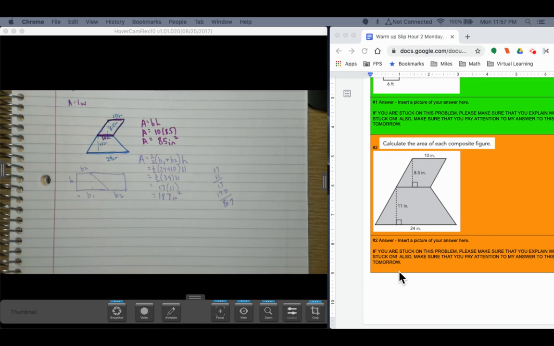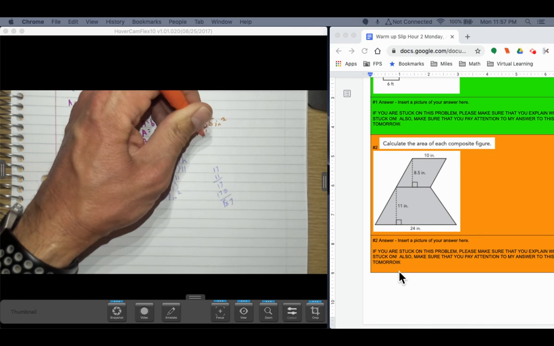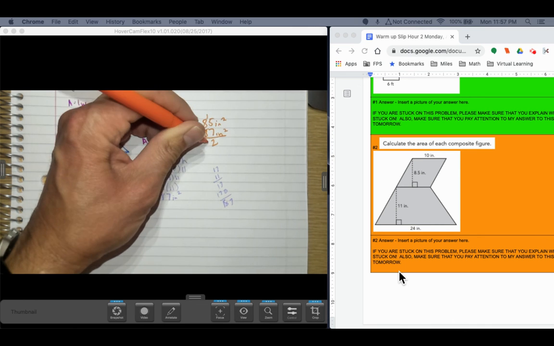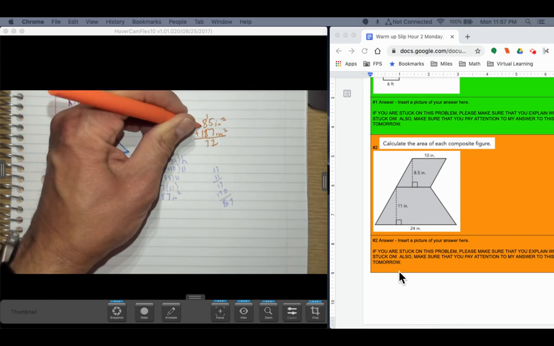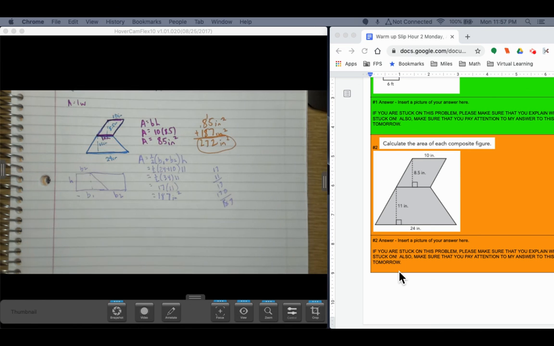And so I got the bottom area, I got the top area, and then my final answer is just me adding those together. So it's 85 inches squared plus 187 inches squared, and I get 272 inches squared as my answer for that second problem. Okay? Hopefully by watching this, it makes it easier for you to do the warm-up problem for today. I know these are tricky problems, but I want you to give it a shot.